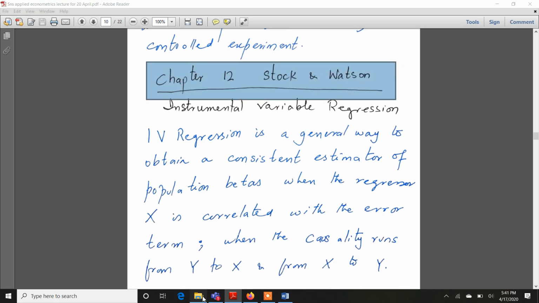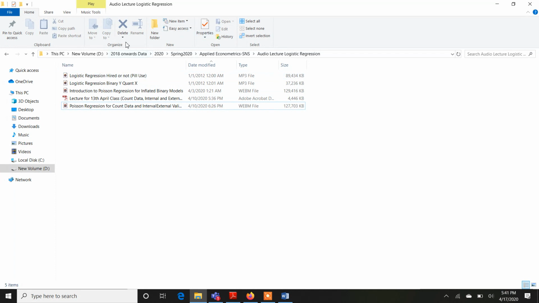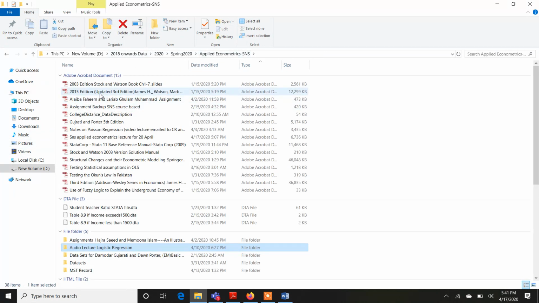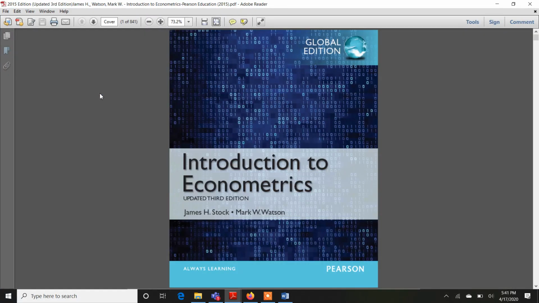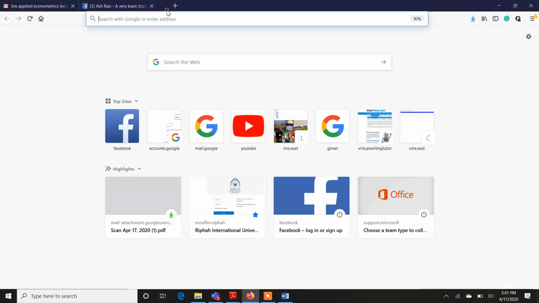And if you want to see the complete title of that book, let me show you that as well. Okay, so here is an image of that book, right? Chapter 12 of this book, Introduction to Econometrics, updated 3rd edition. And by the way, you can easily download this book from the Genesis library.